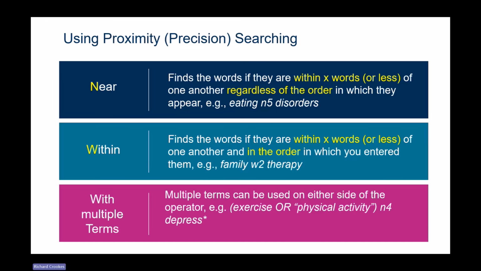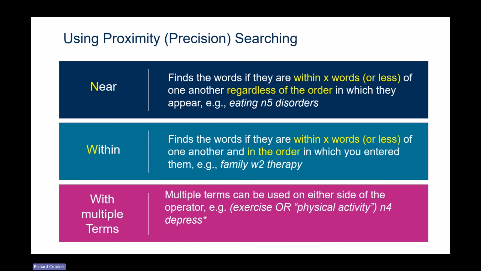So if you put family W2 therapy, it finds family within 2 words or less of therapy, but not therapy within 2 words or less of family. So note the number is actually literal. Some platforms, for example, when they used ADJ, if they had ADJ2, it means 1 word or less. Likewise, ADJ adjacency 5 will be 4 words or less, so not literal.